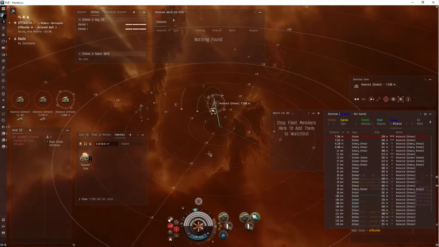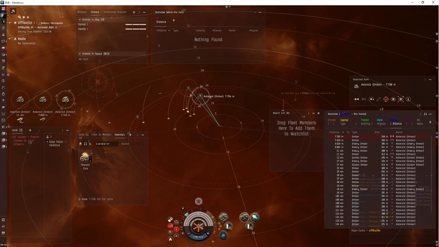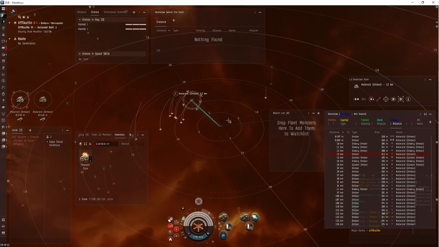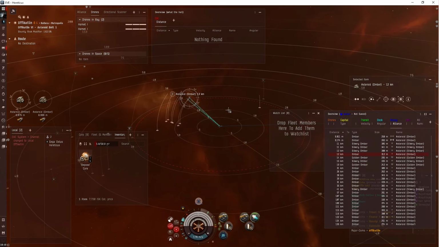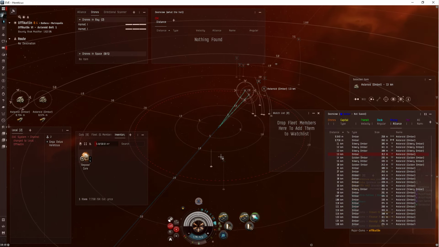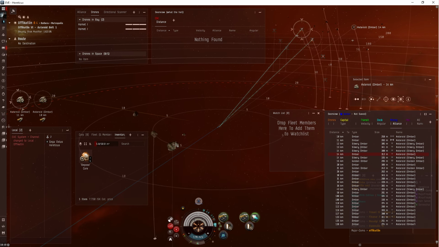That's a pretty steep angle, actually. So those are the two roids I do not want to get out of range for. And if I'm within range of the omber right here, it's all good. There's one right here.